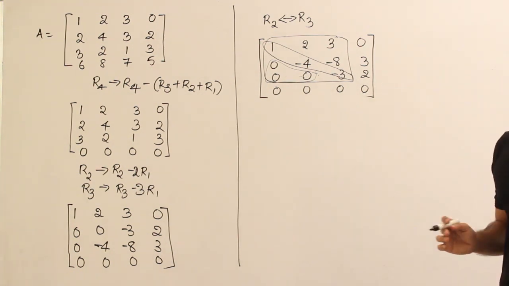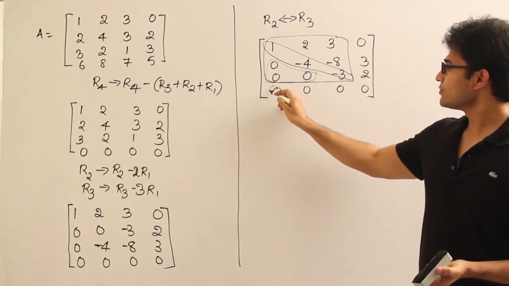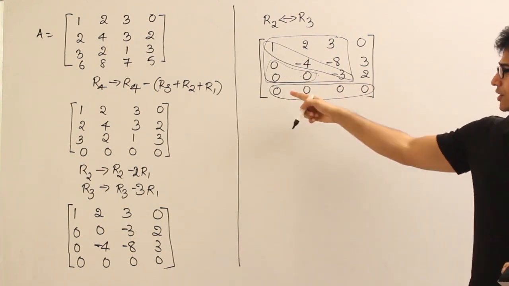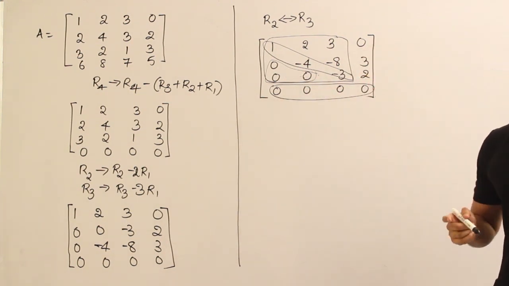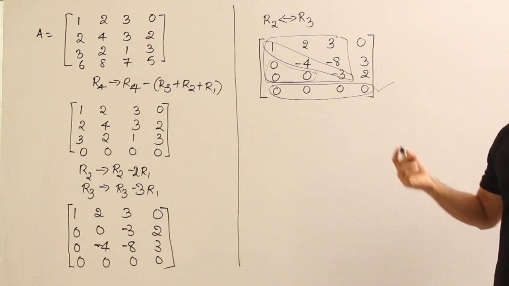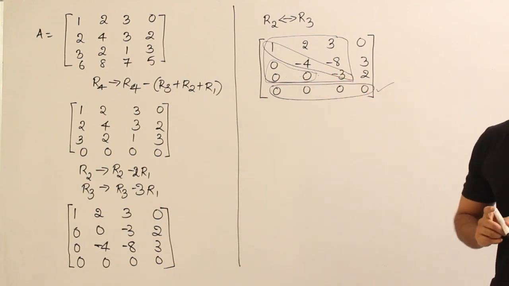The rank cannot be 4 because if you observe this, this is the reason. The rank cannot be 4 because no 4 by 4 submatrix will have a determinant not equal to 0. All the 4 by 4 submatrices, in fact there is only one, and its determinant is 0. So we can only say till here.